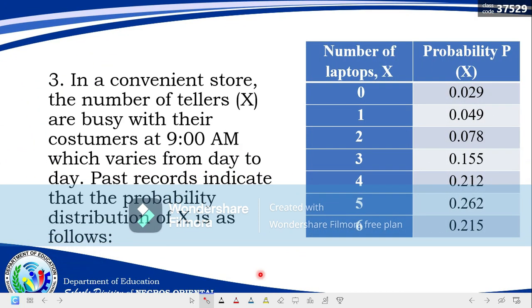So in a convenience store, the number of tellers X who are busy with their customers at 9 a.m. varies from day to day. Past records indicate that the probability distribution of X is as follows. We have the number of tellers X and probability P of X.